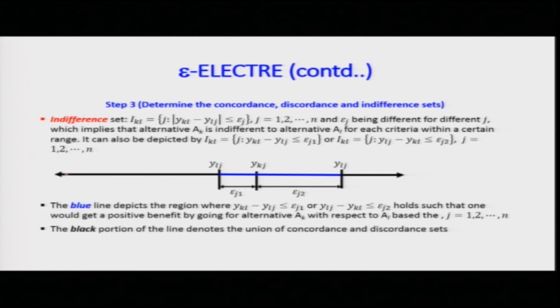The black portion of the line denotes the union, now on the left and the right. So, this is the discordant value and this is the concordance value. So, the black line is basically the union of red and green.